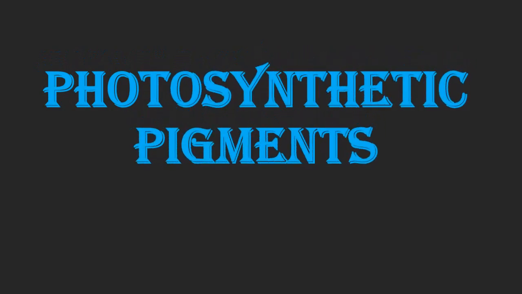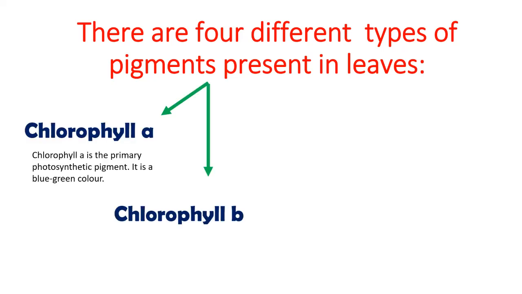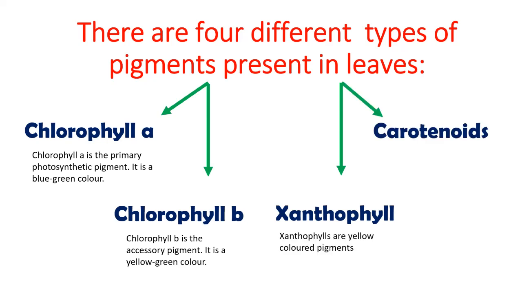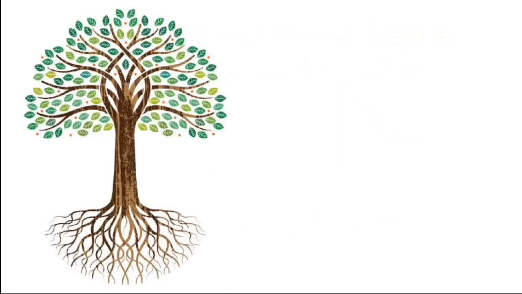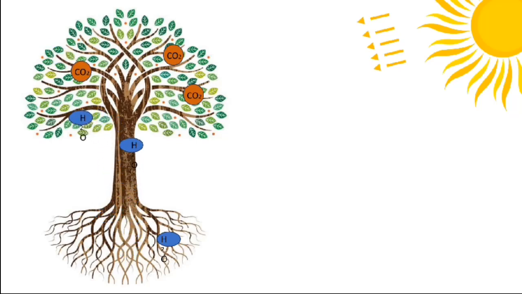Photosynthetic pigments. There are four different types of pigments present in leaves: chlorophyll A, chlorophyll B, xanthophylls, and carotenoids. Let's see the steps involved in photosynthesis. During photosynthesis, carbon dioxide enters the leaves through the stomata, and water is absorbed by the root hair from the soil and transported to the leaves via the xylem vessels.